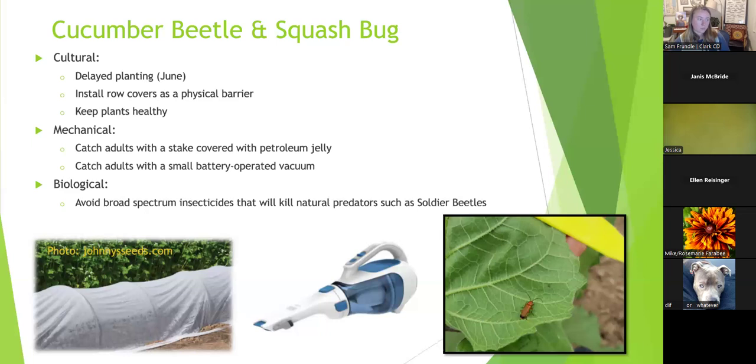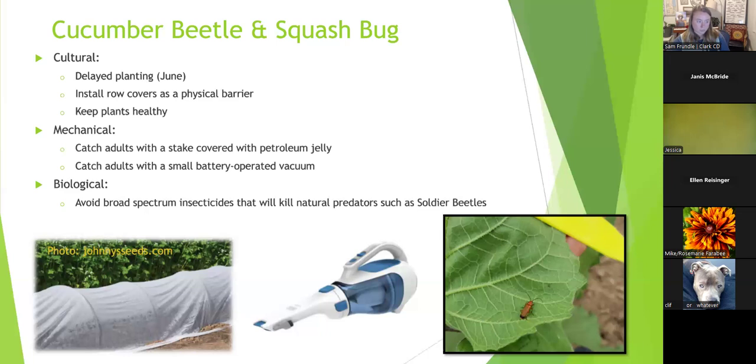Mechanically, we can catch the adults with a stake that's covered with petroleum jelly. In this photograph on the left, you see a beetle there, but that's not the beetle we're after. But the yellow stake up in the corner of that photograph, we take petroleum jelly on those stakes and we just walk around in the flowers and start grabbing them, and they stick to the jelly. Then we put them in a bag and dispose of them.